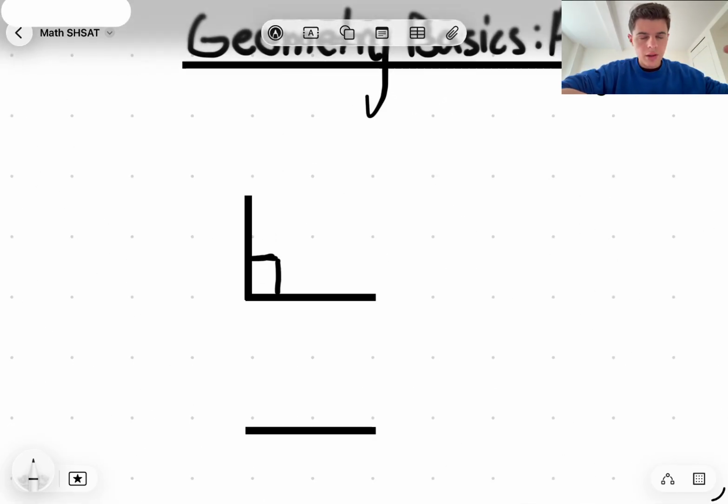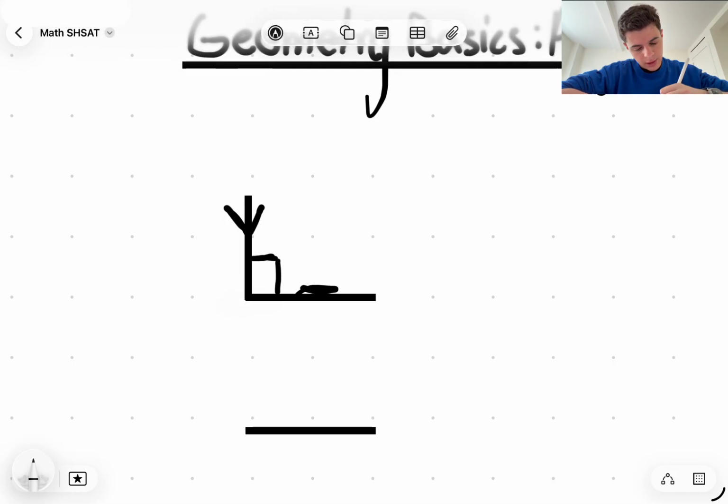Okay, so the first thing here is when you have two lines that are perpendicular. So we have a line like this and a line like that, right? And they meet exactly like that. The angle between them is 90 degrees, and that is denoted by a square. So if you see a square, that means 90 degrees, okay?